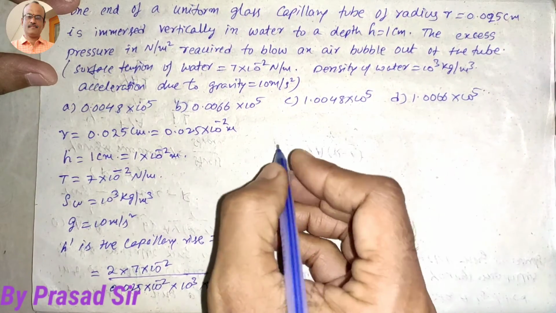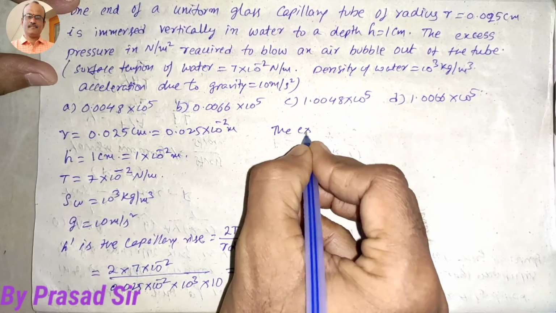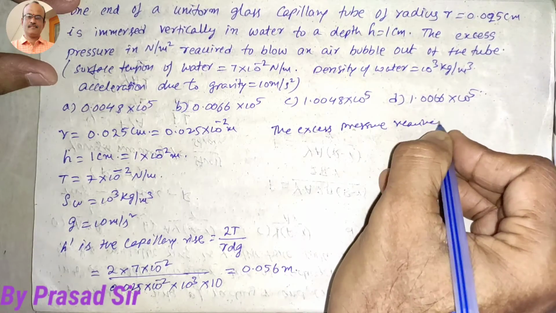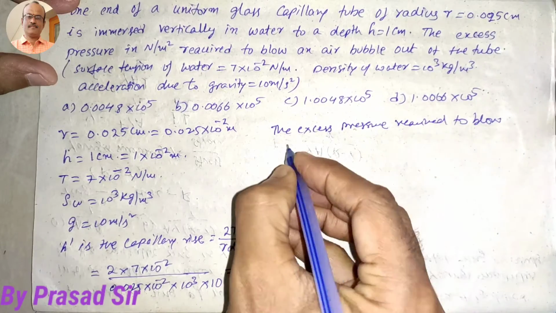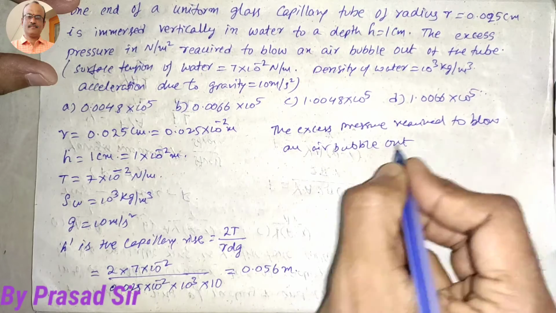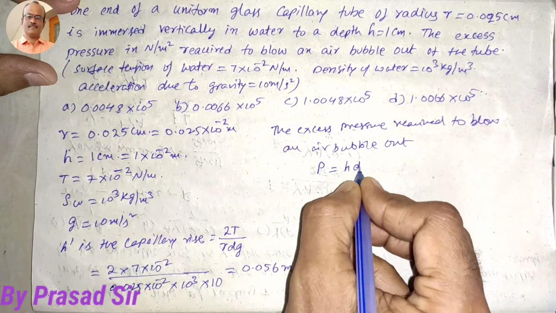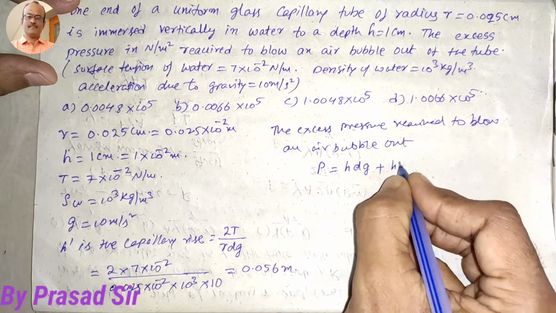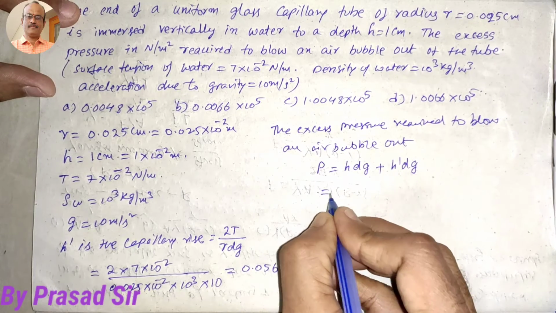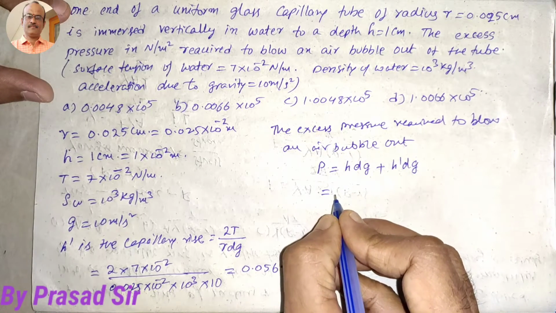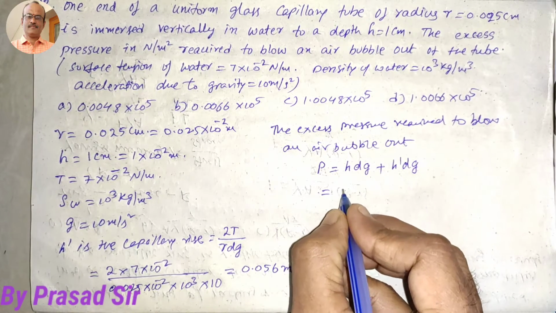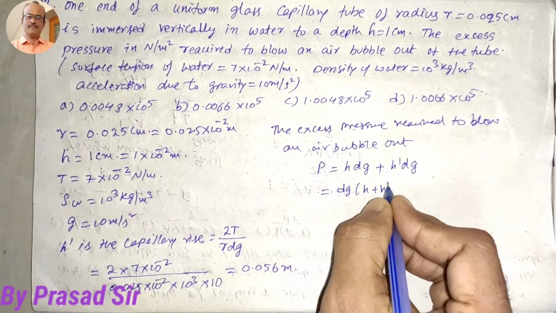But which one do we want to calculate here? That is the excess pressure required to blow an air bubble out. Excess pressure is equal to H dg, where D is the density, and H dash D into G. Now substituting the values, height is 1 centimeter. So we take D into G as common, H plus H dash.